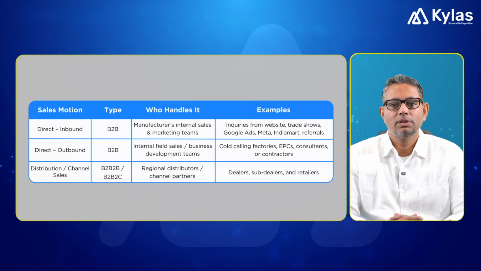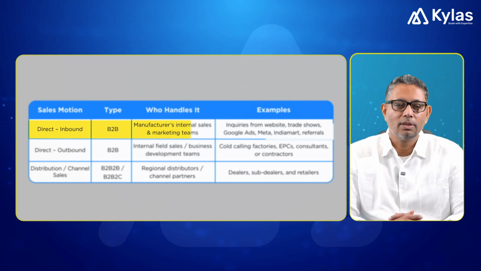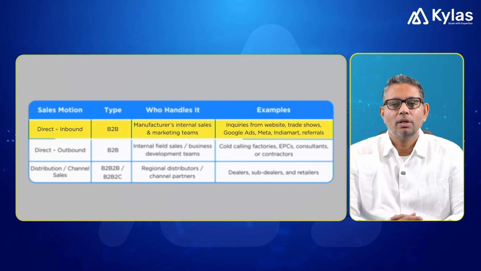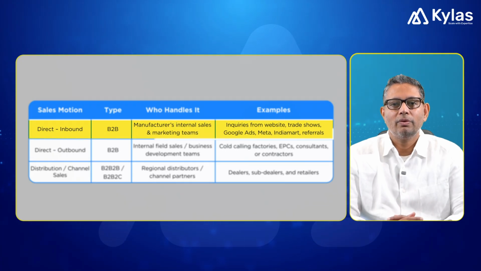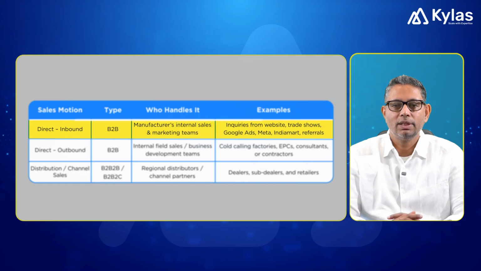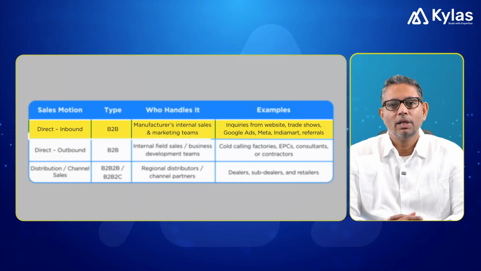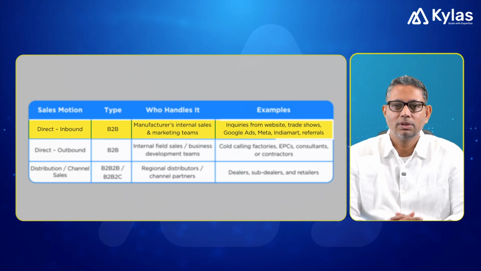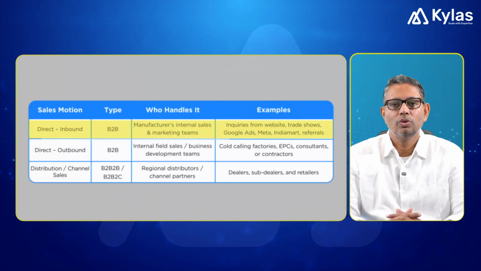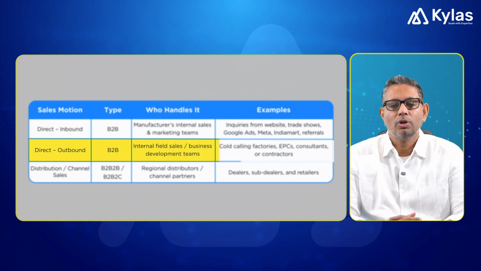What we are talking about here is the first motion, which is the inbound channel. In the inbound channel you'll have aggregators like IndiaMart coming in, or your Meta and Google ads running where you're getting orders directly into your channel, and anything else like events where you're booking direct orders. So set up a pipeline for that, and tag the lead source properly so you know how much money was spent and what the ROI on that is.